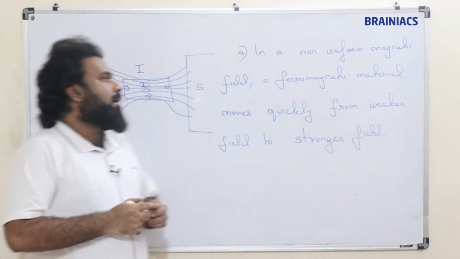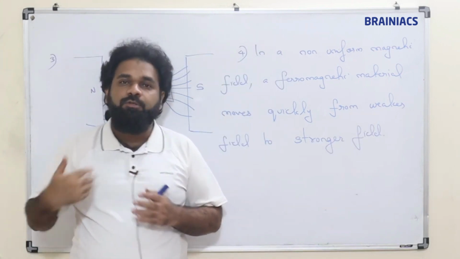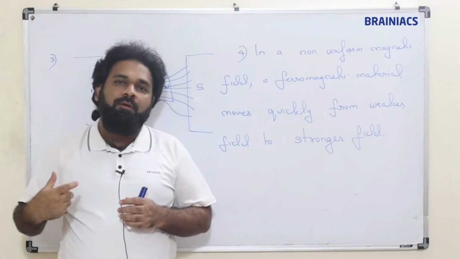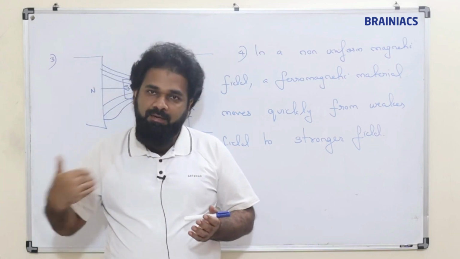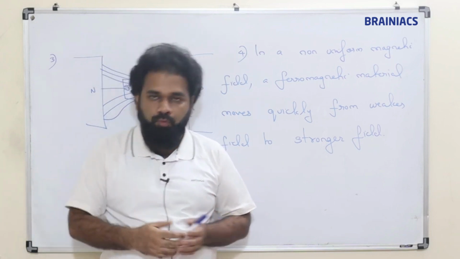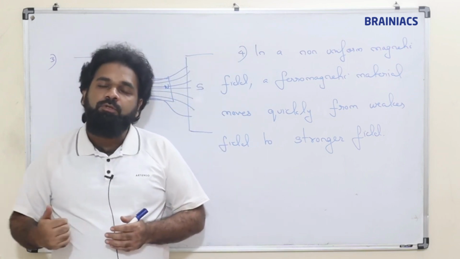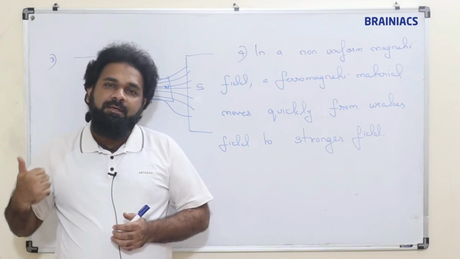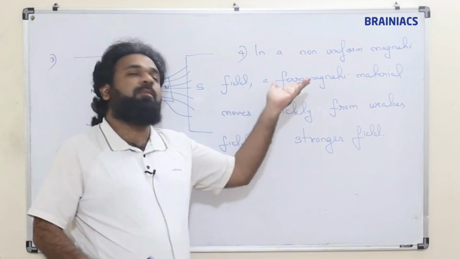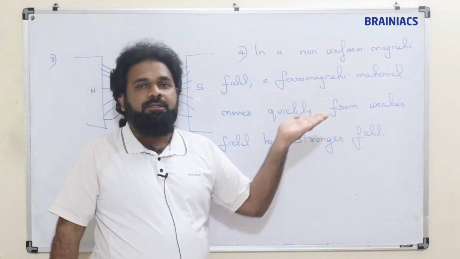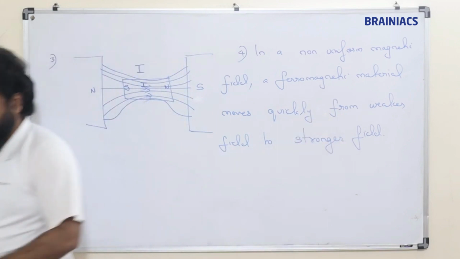Is it clear? Previously I said a diamagnetic material will tend to move from stronger field to weaker field because it is repulsion. It tends to move, it doesn't actually move, but has the tendency. Paramagnetic materials tend to move from weaker field to stronger field because it is attraction. But here it will quickly move. Not just a tendency, it will move from the weaker area to the stronger field. That is another property. Note it down, please.